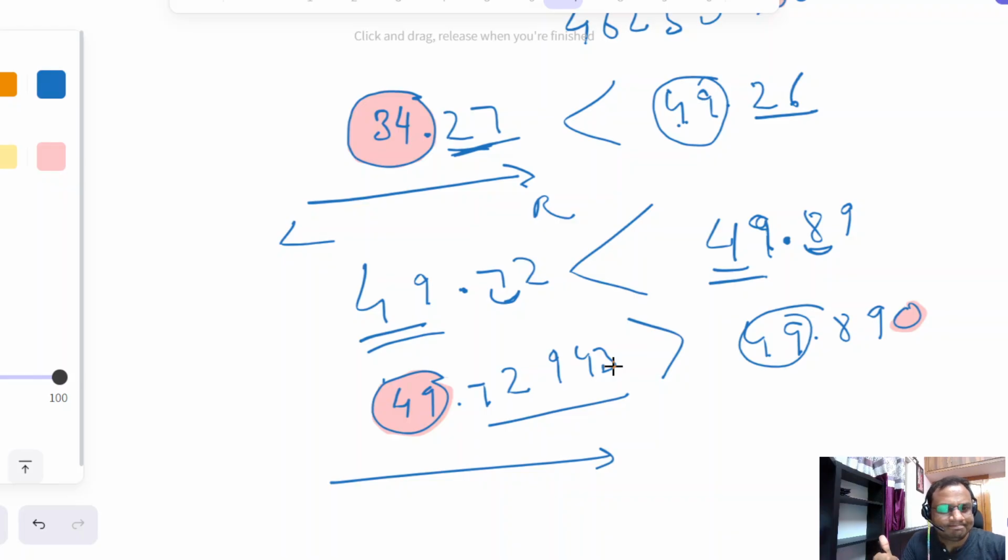So we'll do one thing. We'll cover some other topics of fractions and decimals, like word statements on fractions and word statements on decimals, and then in that we'll finalize this topic.